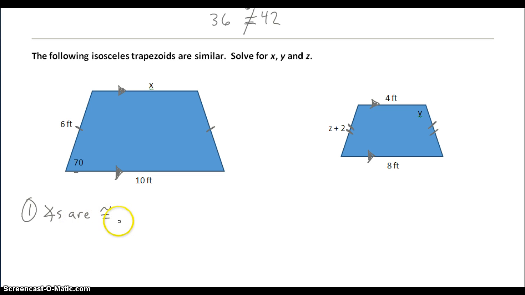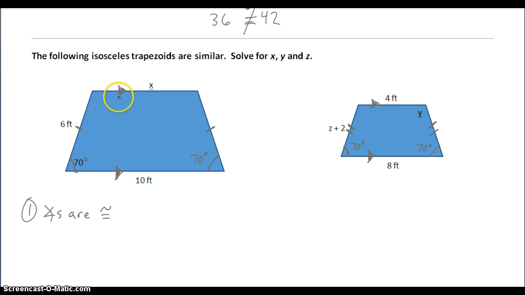So if my angles are congruent, I know a whole lot. If this angle is 70 degrees, it's going to be congruent to this angle, 70 degrees. And in an isosceles trapezoid, my base angles are going to be congruent to each other. So if this angle is 70, this angle is 70, which means that this angle is 70.